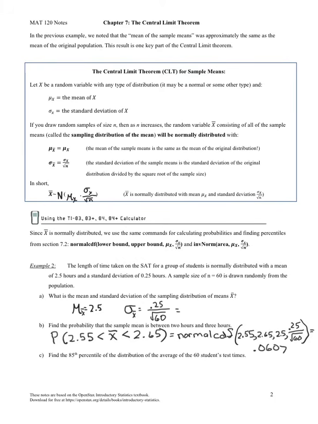In letter C, we're asked to find the 85th percentile of the distribution of the 60 students' test time. So what we could do here is use our inverse norm function on our calculator and type in the mean, the standard deviation, into our calculator, and we'd get about 2.53 hours.